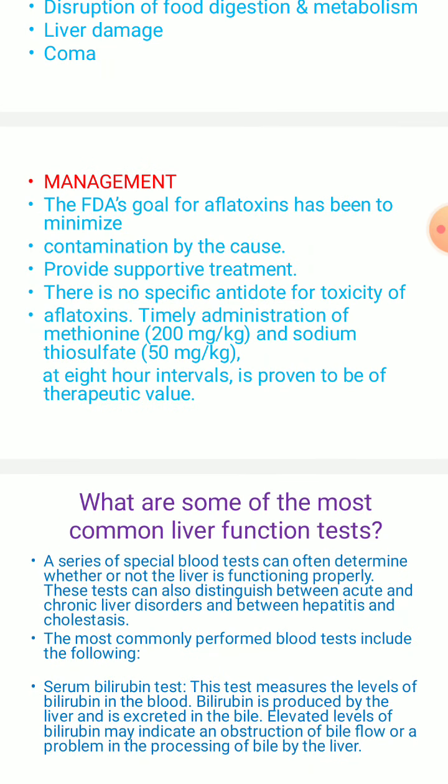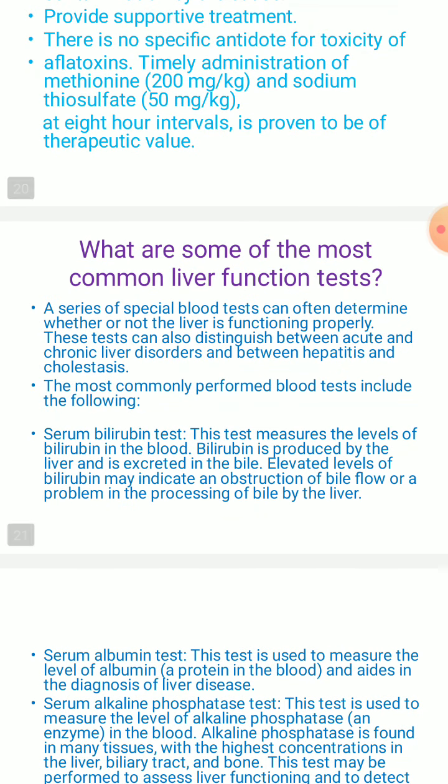What are some of the common liver function tests we can do to test whether the liver is functioning well or not? You can make a series of special blood tests to determine whether the liver is functioning properly or is damaged. These tests also distinguish between acute and chronic liver disorders, and between hepatitis and cholestasis. But the most commonly performed blood tests include the following.